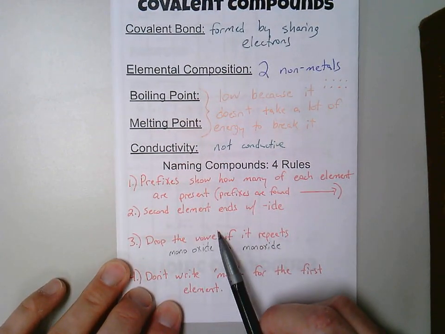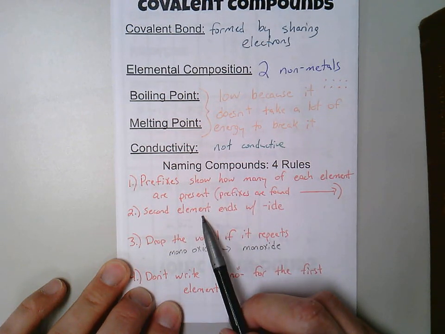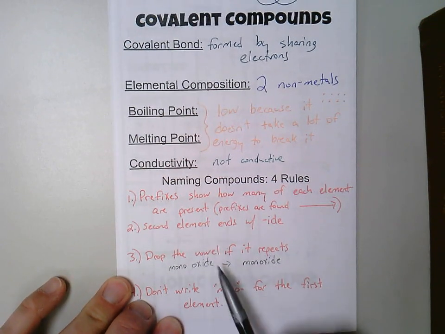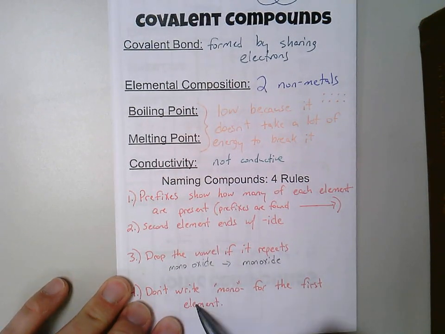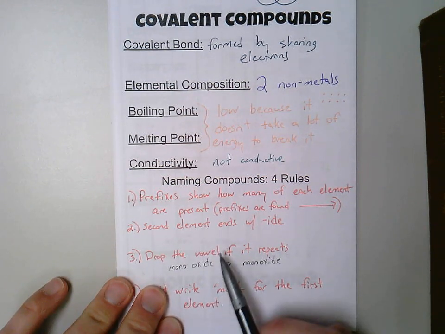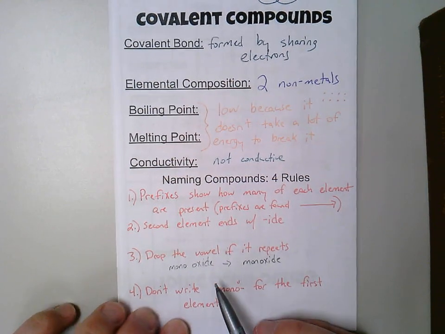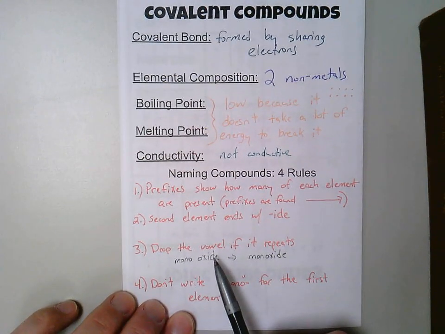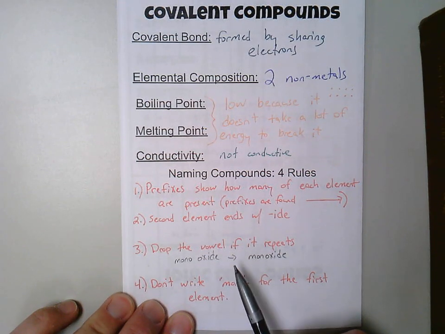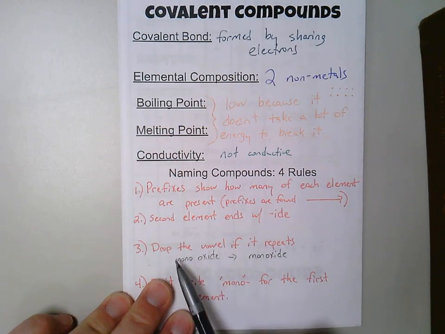If you've done these two steps, adding prefixes to both, and the second element ends in -ide, the covalent compounds are pretty easy to name. But these two are kind of specifics. If you don't do these two, you'll still be able to identify it. You'll just look kind of funny in calling it that. It's like saying tomato and tomato. You get the gist of it. It's just not exactly the right way.